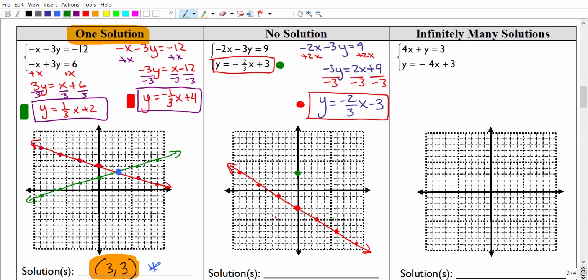Okay, I'm going to start at (0, 3), and then my slope is also negative 2/3. So I'm going to go down 2 to the right 3, down 2 to the right 3, or up 2, left 3, up 2, left 3.